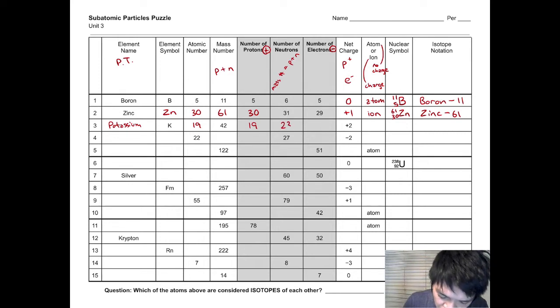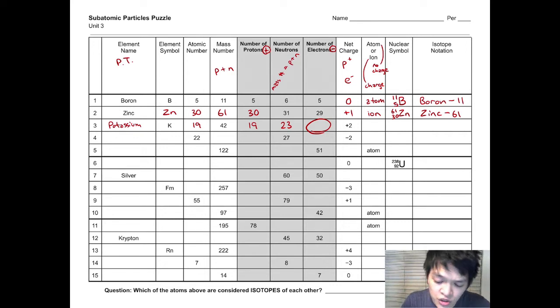And again, you can just double check this. Is it really true? I know that the mass number is equal to protons plus neutrons. 19 plus 23 equals 42. That makes sense, right? 19 plus 23 equals 42. So yeah, that makes sense. Okay, let's move on to electrons.